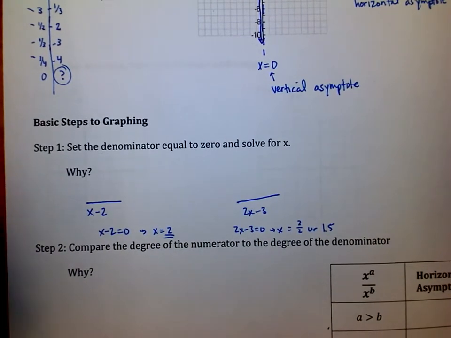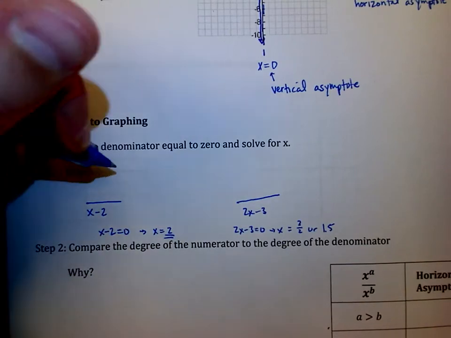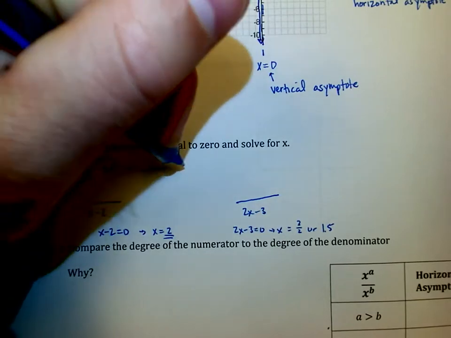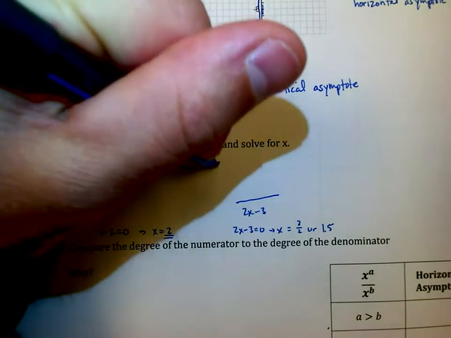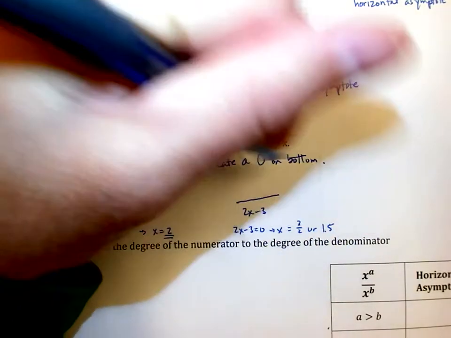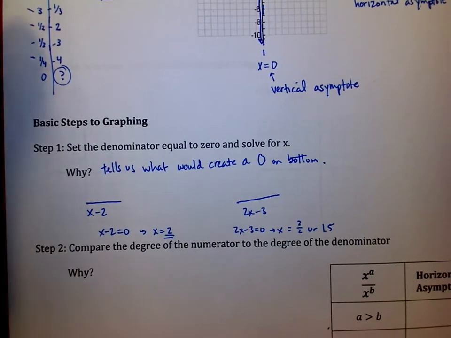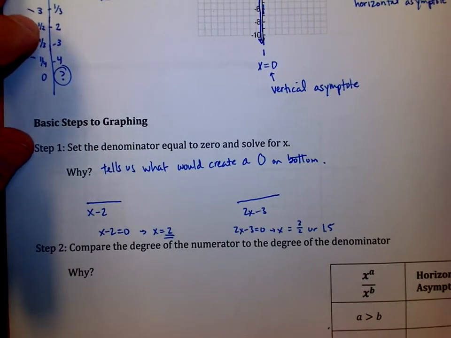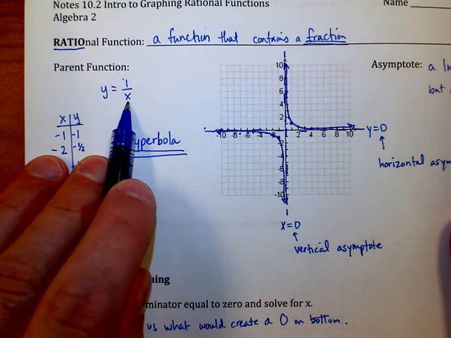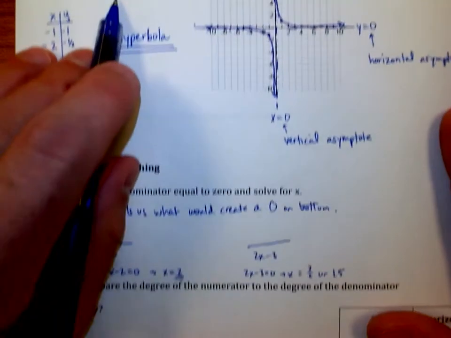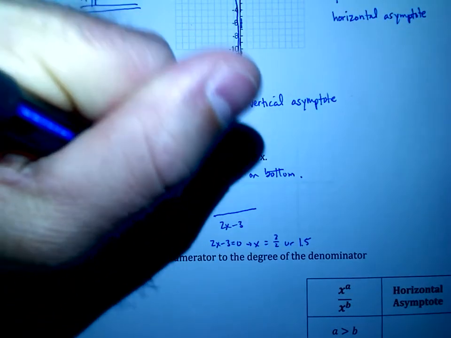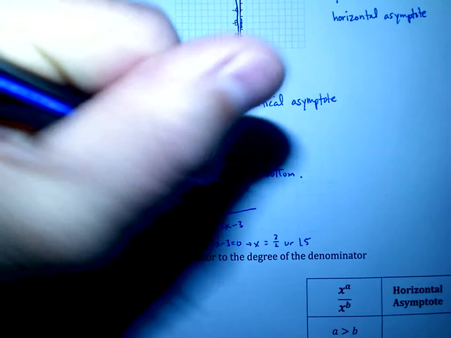Now the reason is because that's going to tell us what would give us a 0 on the bottom of the fraction. And to take that one step further, the real reason that's important is because you can't divide by 0. We can't put a 0 on the bottom. So in other words, it tells us two things. Number one, it tells us the location of the vertical asymptote.